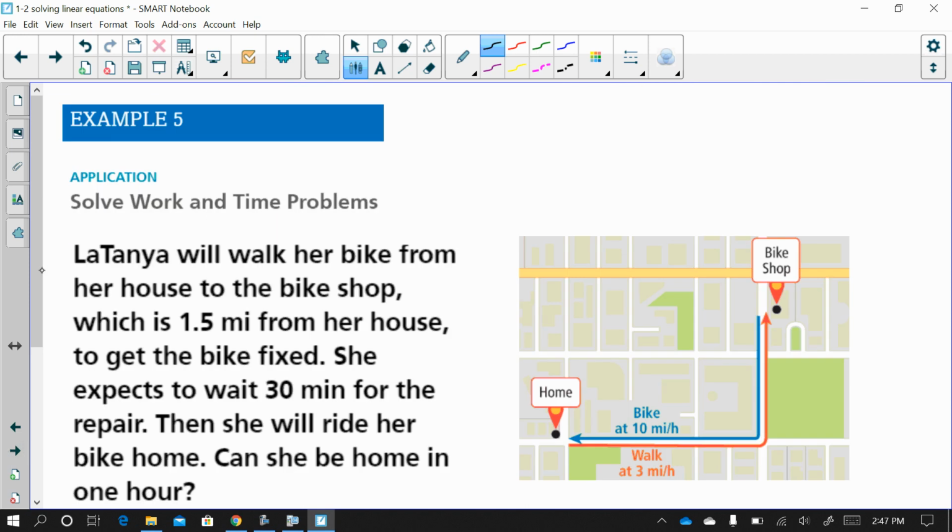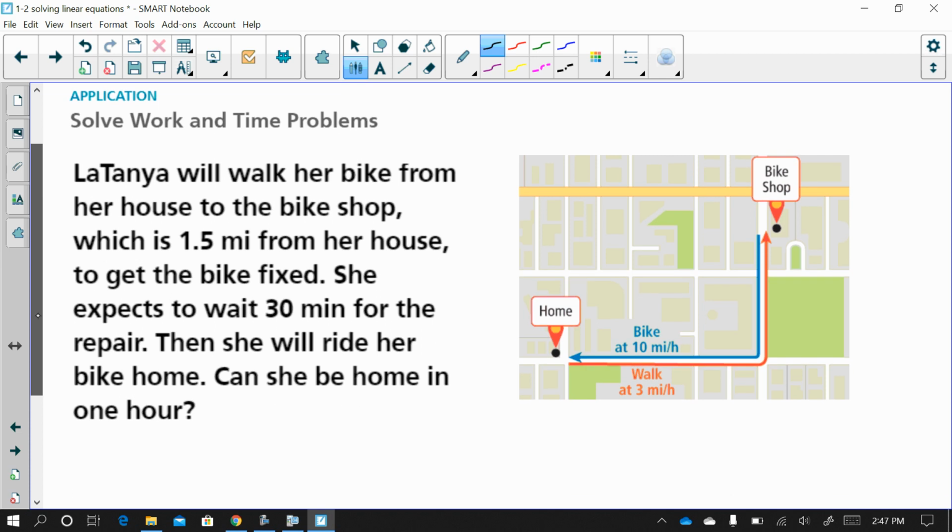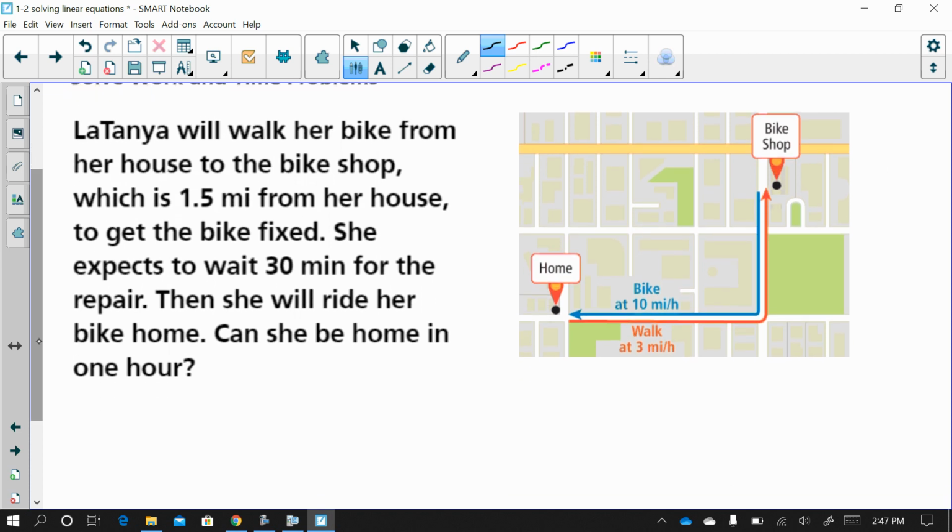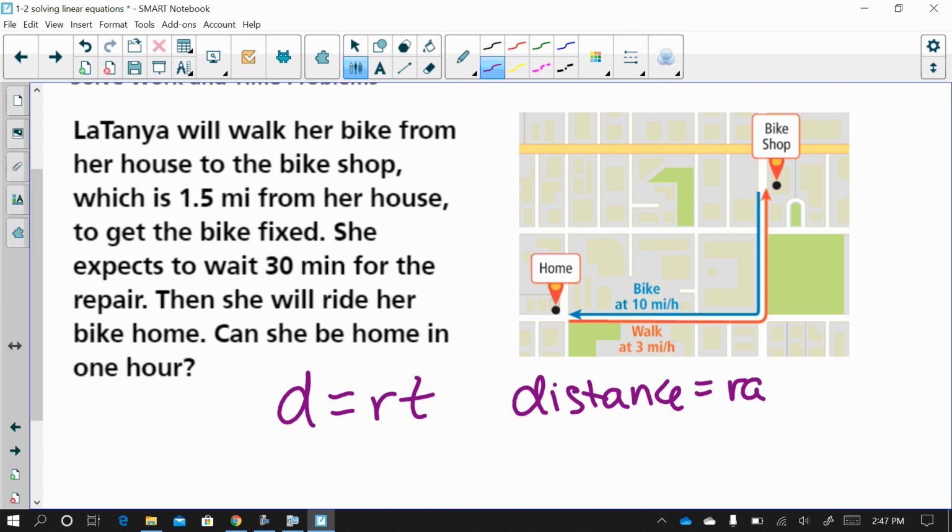Okay, last example. Work and time problems. Latanya will walk her bike from her house to the bike shop, which is 1.5 miles from her house, to get the bike fixed. She expects to wait 30 minutes for the repair. Then she'll ride her bike home. Can she be home in 1 hour? When you have problems like this, the biggest thing you need to remember is D equals RT. Distance equals rate times time.